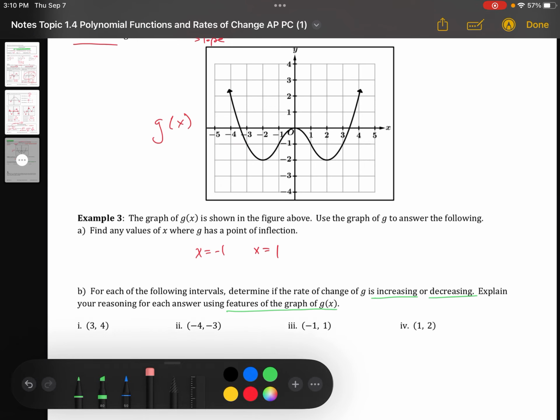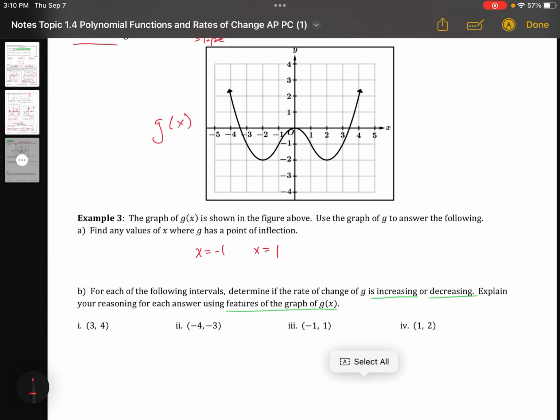So what we're going to do is we're going to look at the graph, and let me grab a red here, and we're going to look at the intervals. So our first interval is 3, 4. And what that means is, what does the rate of change of the graph do from here to here? And when we go 3 to 4, it means we're going from 3 towards 4. So we have to read the graph in that way. So here's my strategy that I came up with that works pretty well for this type of question.